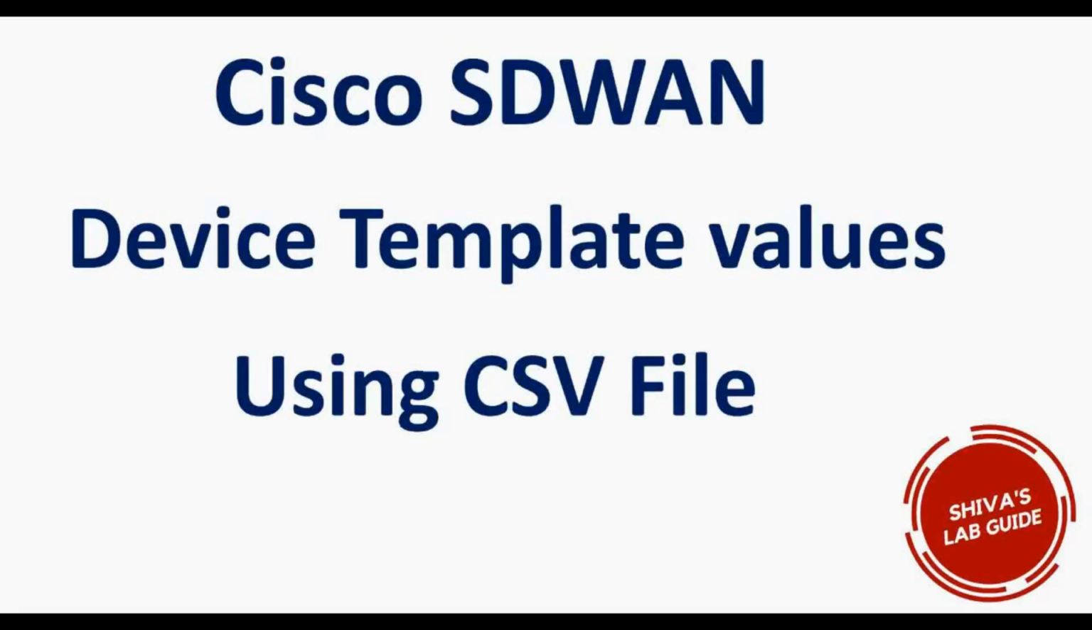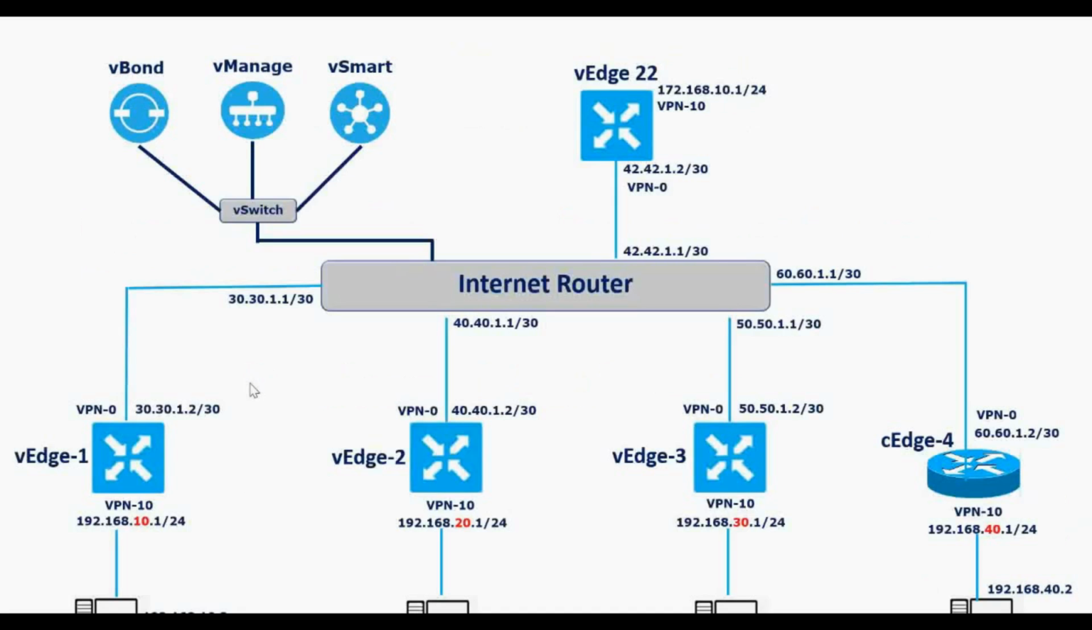applying them, we enter the VPN interface IP addresses, desktop IP addresses manually. In this video, I will show you how to do that using the CSV file. So this is the topology I have for this video.